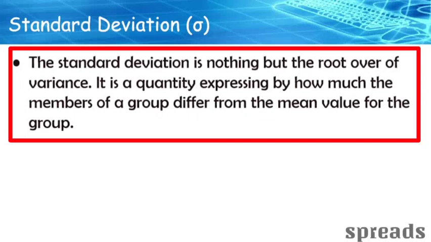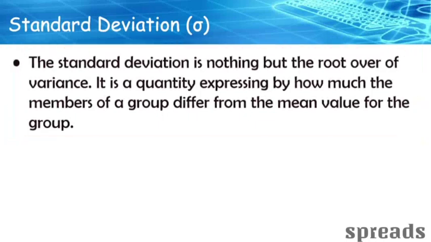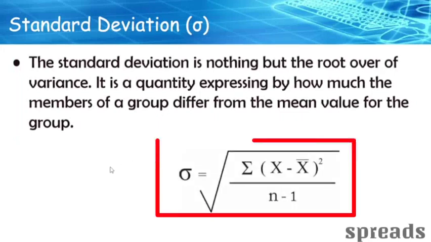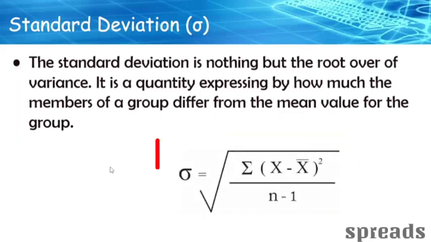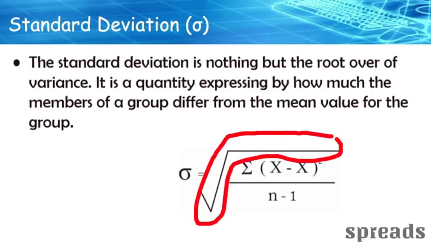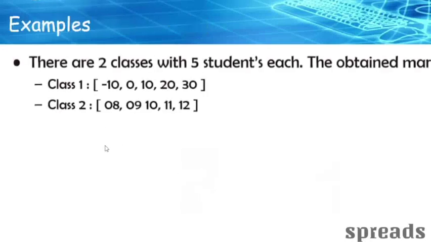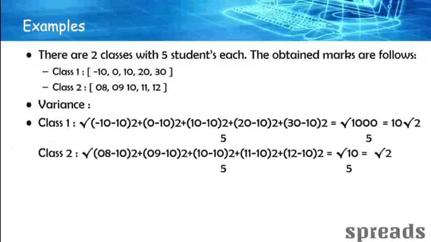So it is not just the value, but how much the group differs from the mean. This is the formula, again the same variance formula, but taken with respect to the root. So that is standard deviation. Going back to the same example, if you consider the same data set, find the variance and then take the root of it. So this is the standard deviation, not the variance.